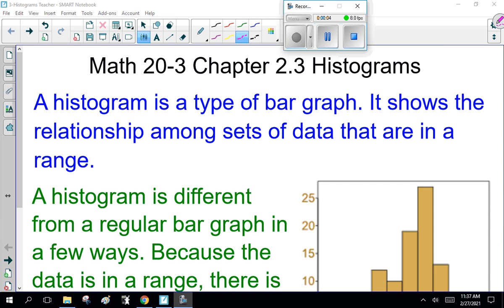Welcome to Math 20-3, Chapter 2, Section 3, Histograms. Now, a histogram is a type of bar graph. Remember Chapter 2.2, we just did bar graphs. Now, a histogram shows the relationship among sets of data that are in a range. Not a particular number, a range.